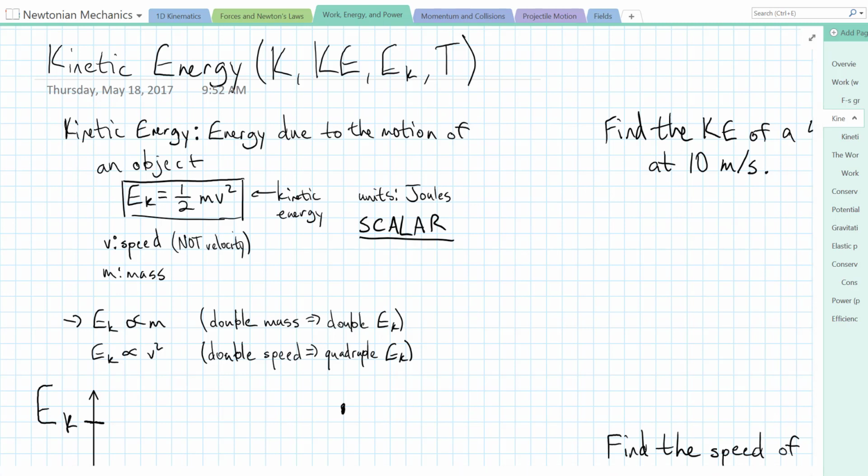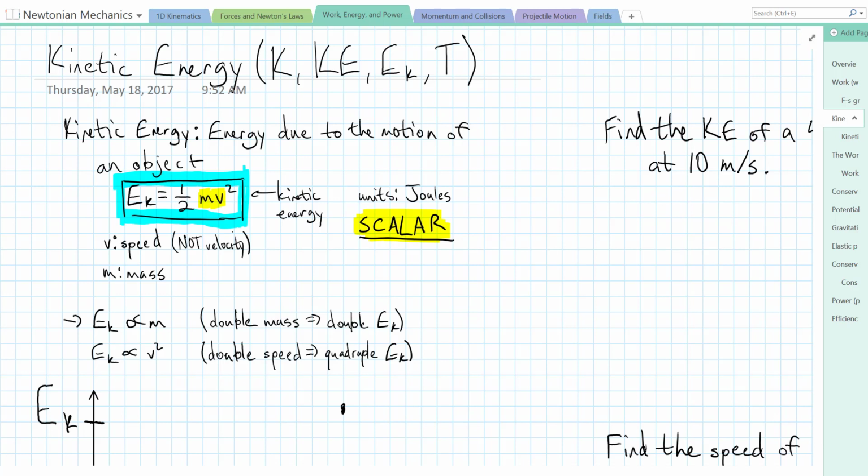But kinetic energy is just energy due to the motion of an object. And so it depends on two variables. It depends on mass. The more mass you have, the more kinetic energy you have. And it also depends on how fast you're moving. So it depends on mass and speed. Kinetic energy is a scalar, not a vector, so it doesn't depend on velocity. Our formula for kinetic energy is given right here. Kinetic energy is equal to 1/2 times the mass times the speed squared.